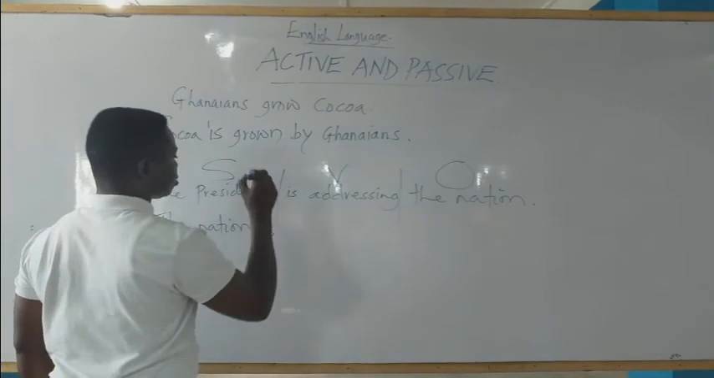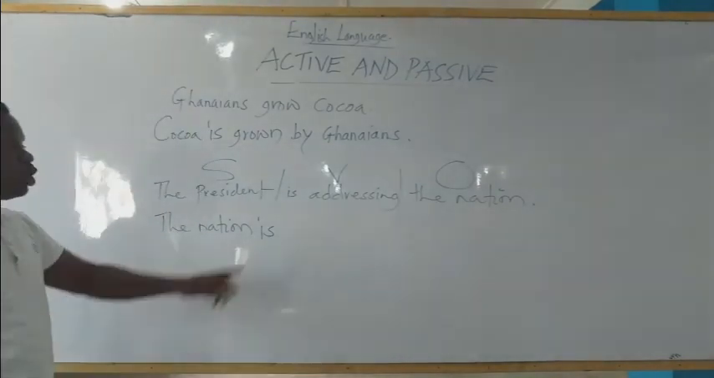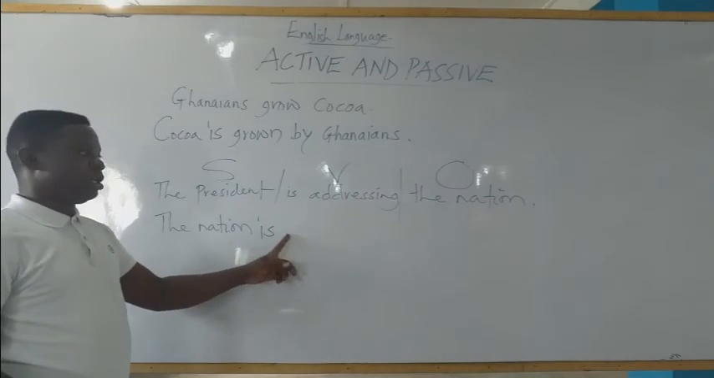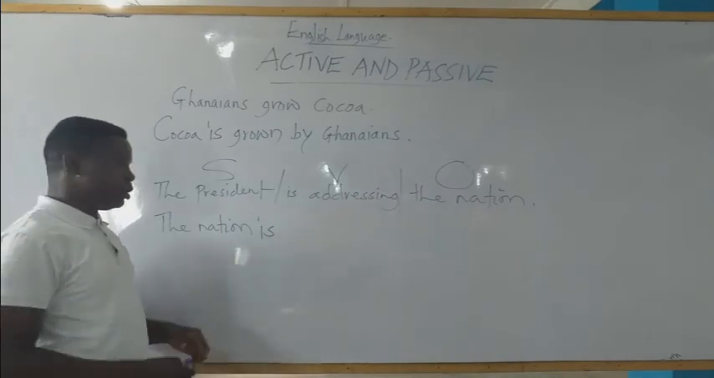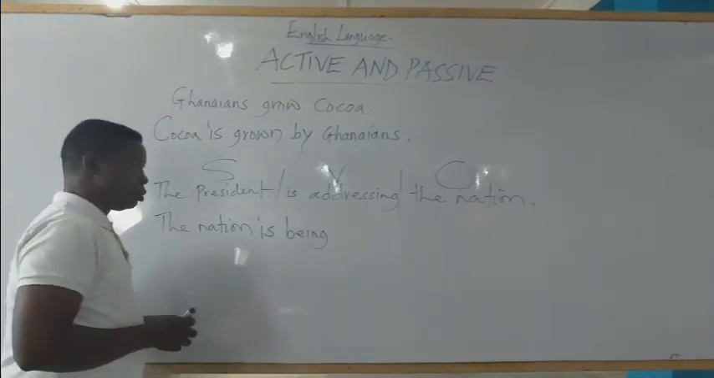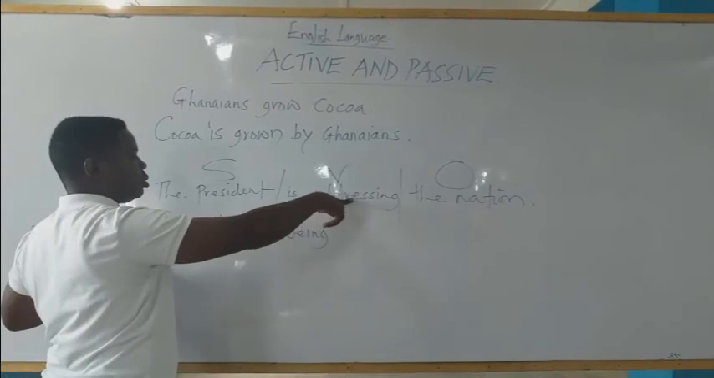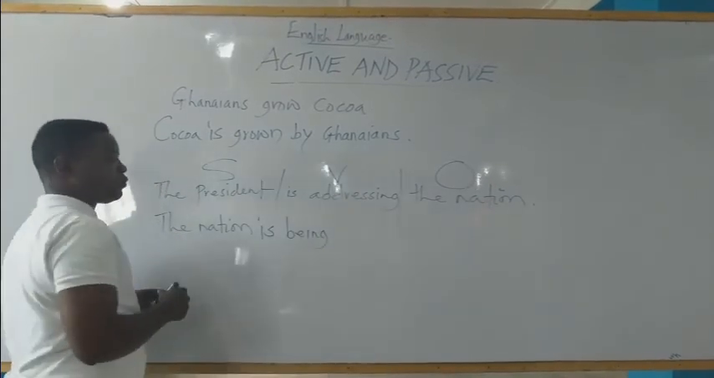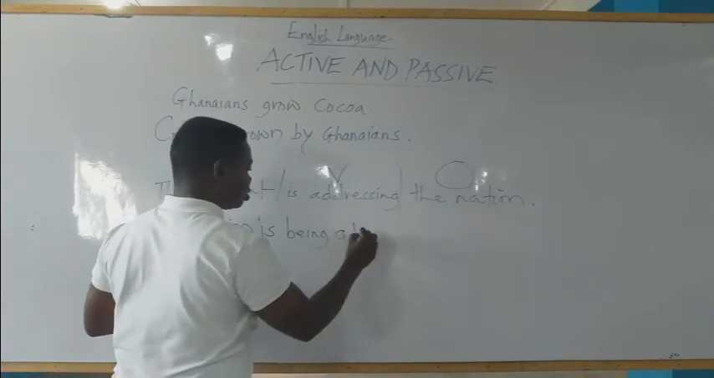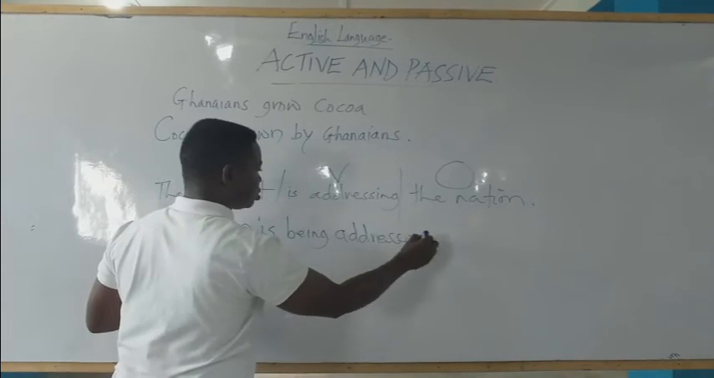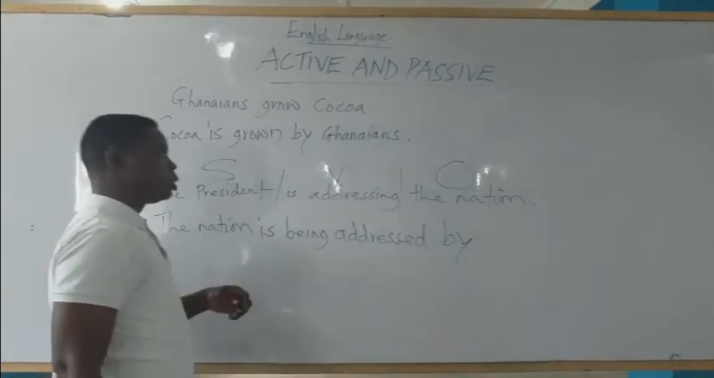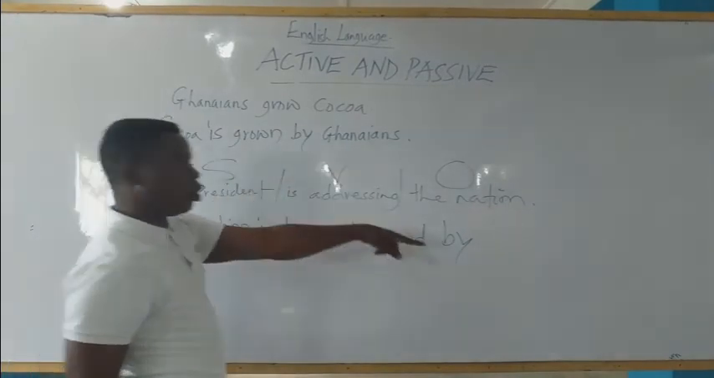The nation is. Then, since this one is repeated, we add an auxiliary verb based on the tense. The answer is B-E-I-N-G, being. Then this addressing will be repeated in perfect form, and the perfect form of addressing is addressed. Step 4, add by to it. Step 5, bring the subject to the object position.